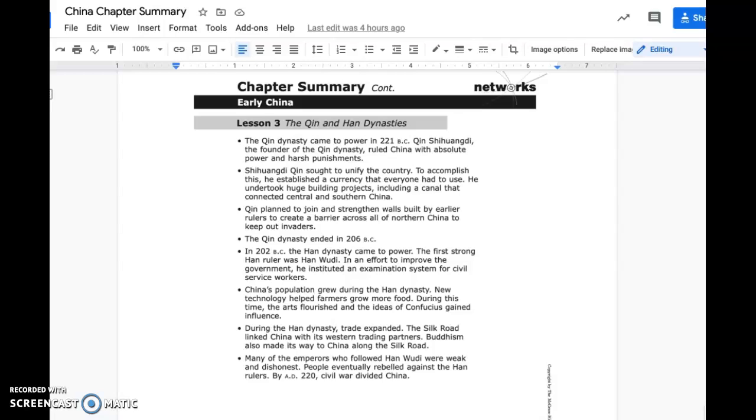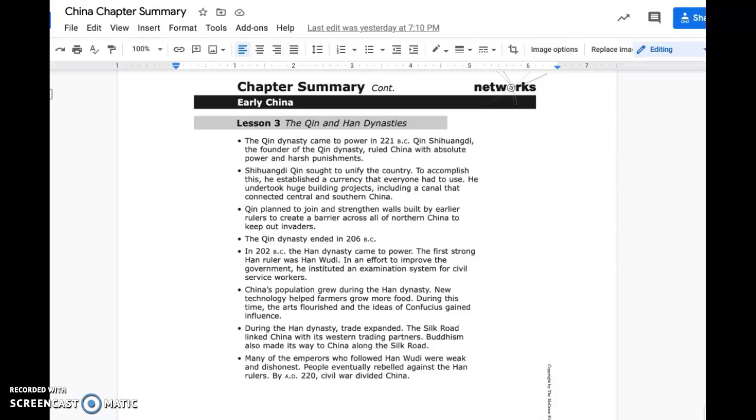Qin planned to join and strengthen walls built by earlier rulers to create a barrier across all of northern China to keep out invaders. The Qin dynasty ended in 206 BC. In 202 BC, the Han dynasty came to power.